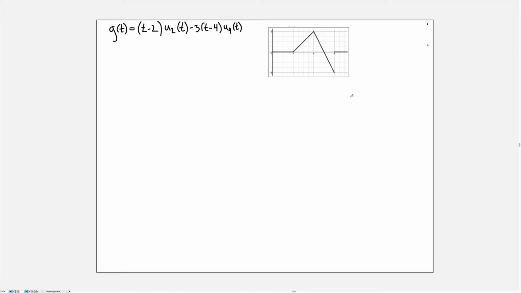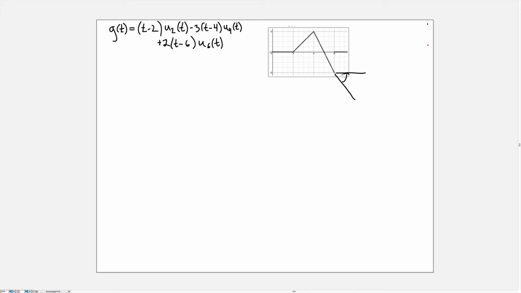Now we have to modify this last piece. Instead of having our function continue off like this, we want to add enough to it so that the function becomes flat, and that would require that we increase it with a slope of 2, and that's starting at 6. So we want to have a u6 of t in there, and that would give us this function here.